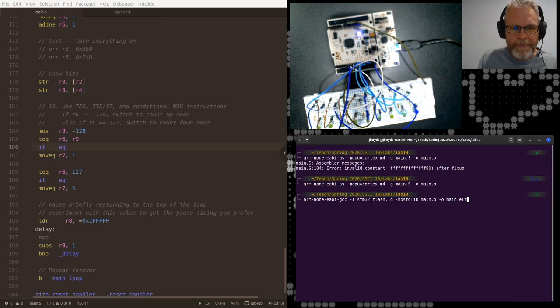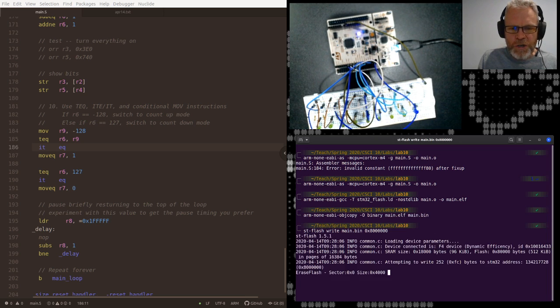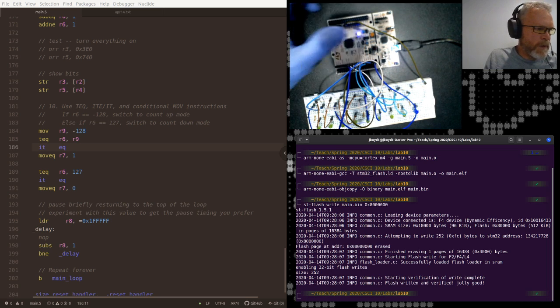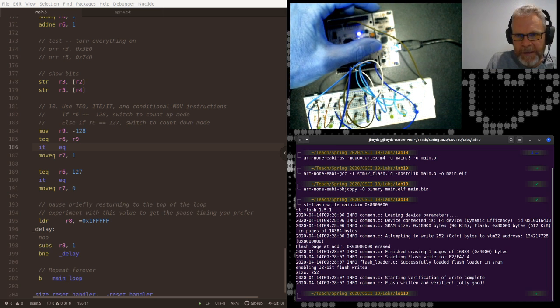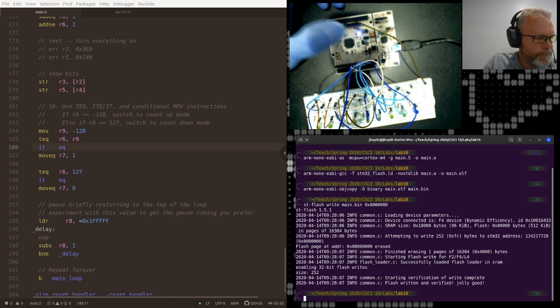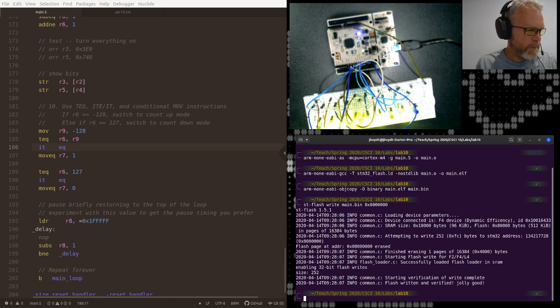Assemble, elf, bin, flash. Jolly good. I'm going to press the button. It's going to be showing 127 and then 126. So we won't see the red light come on for a while, but we'll watch it sort of count down. 127, 126, 125, 124. I'm not going to count them all.